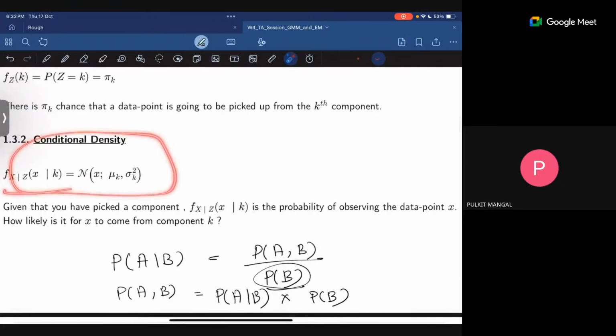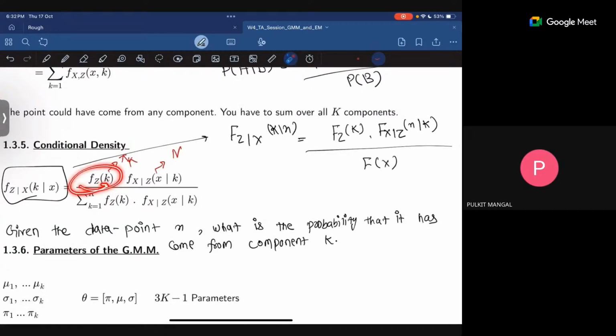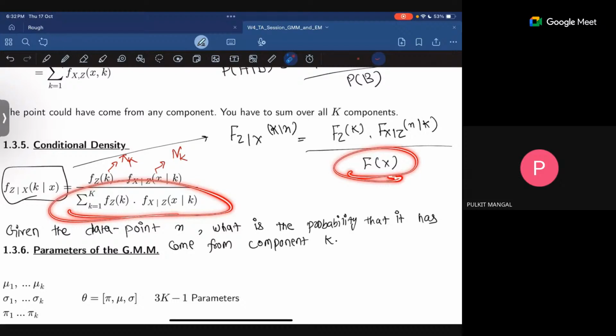This is the conditional density: given that you have chosen the component k, the probability of your data point. That is the normal. So this was the pi k. You are sampling your data point from that normal distribution, so it is nk. From the kth component you are sampling, and it is the fx, so that is the density of GMM. So sum across all the components.